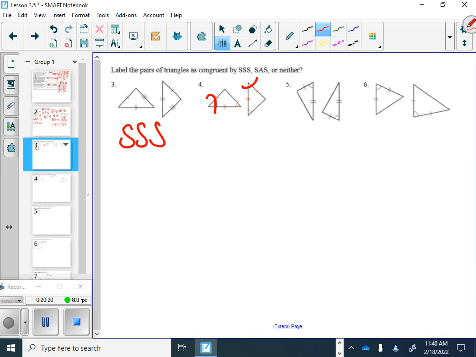It was neither. So it's neither, yes. This one is neither. The angle has got to be in between the two sides. So I do have a side, an angle, and a side, but that angle, since it's not in between, I can't say it's side, angle, side. What does that make number 5 then? That's side, angle, side. The angle is in between.